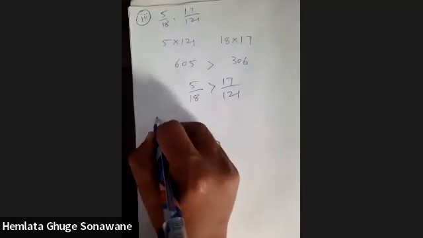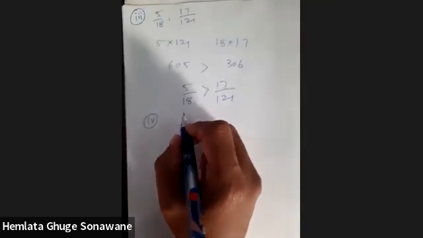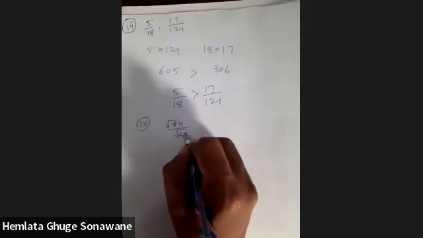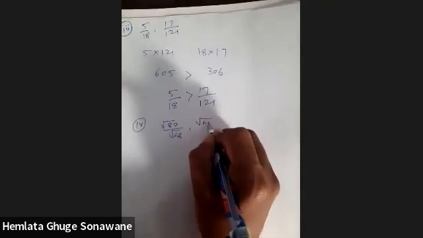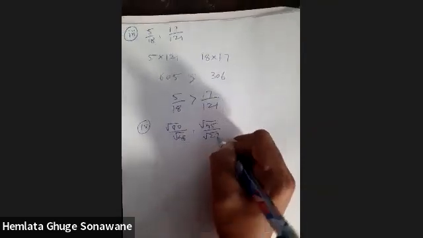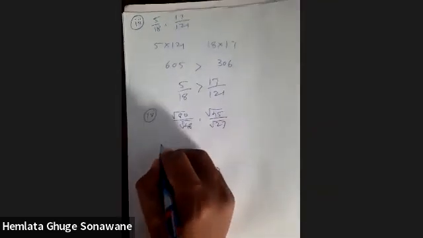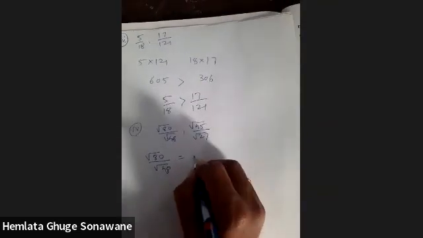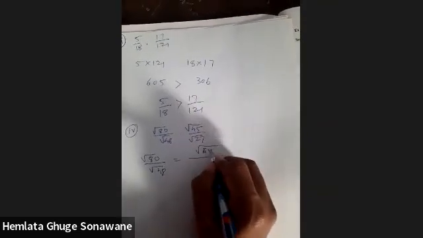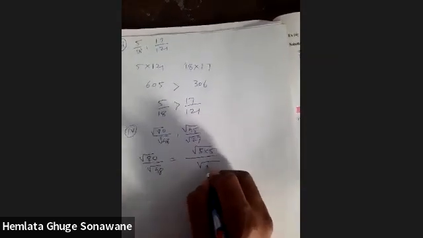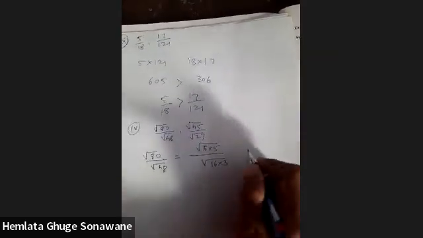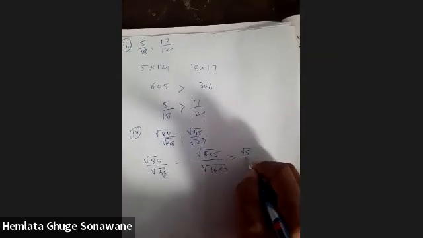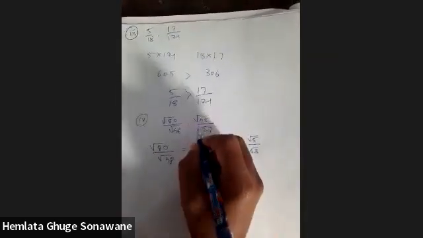The fourth example. Under root 80 upon under root 48 and under root 45 upon under root 27. We'll simplify these terms. Under root 80 upon under root 48. That is 16 5s are 80 and 16 3s are 48. So here 16 gets cancelled. So what is remaining? Under root 5 and under root 3.